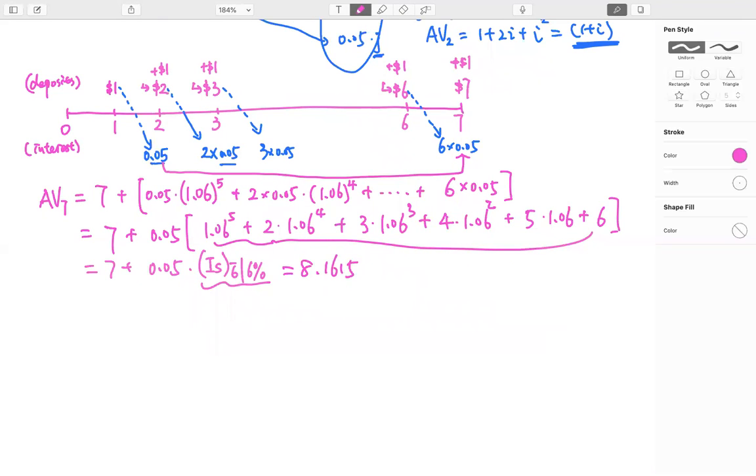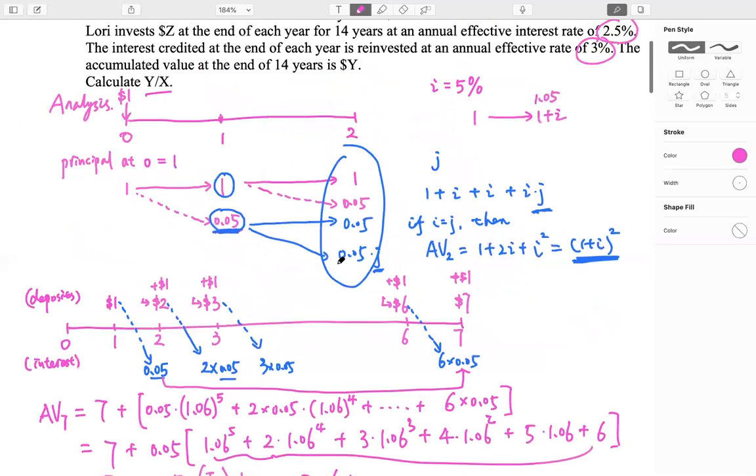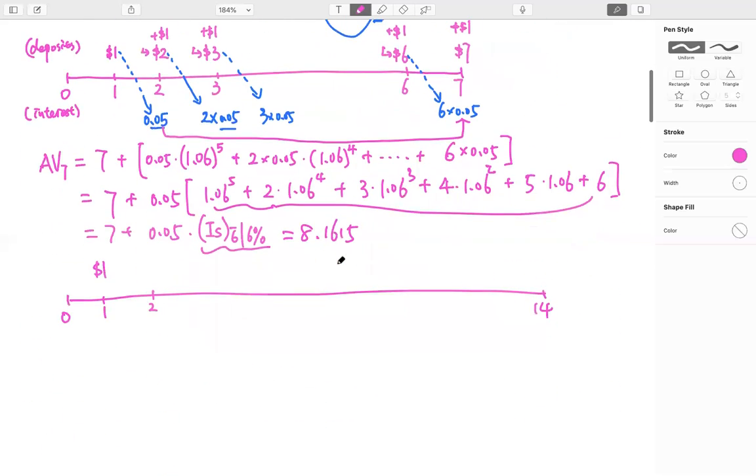Okay. Once we analyze the first person, the second one is pretty much the same, right? Except it's a much longer period. So here you have $1, then here the first interest is not 5%. What's the interest rate? It's 2.5%. It's the first interest, right? So from here we can directly analyze. We know the total amount of principal is going to be $14 because there is a $1 deposit at the end of each year. So at this time, you're going to have $14.